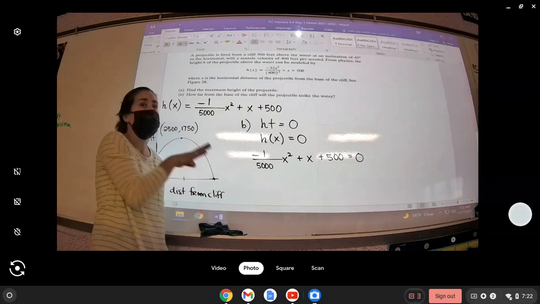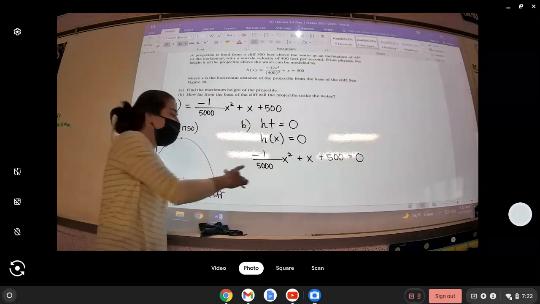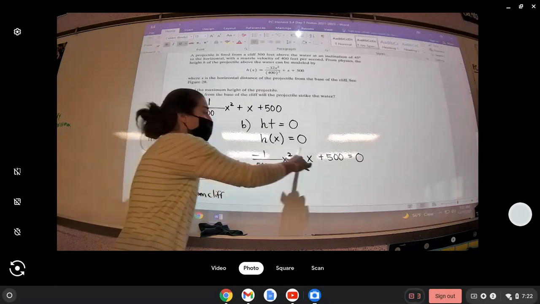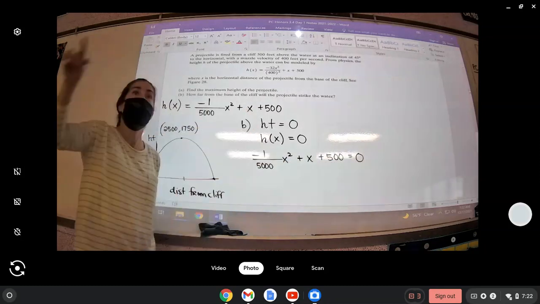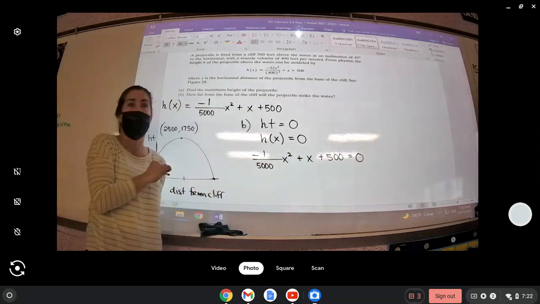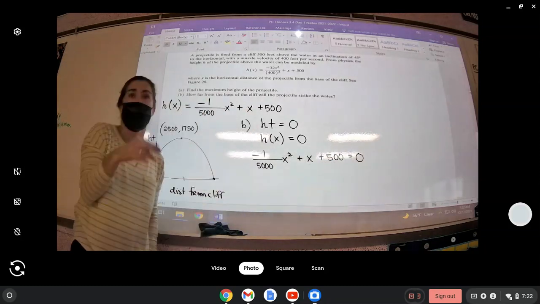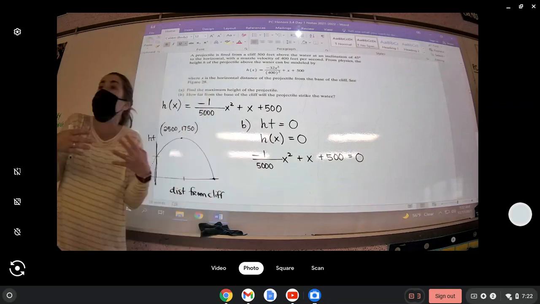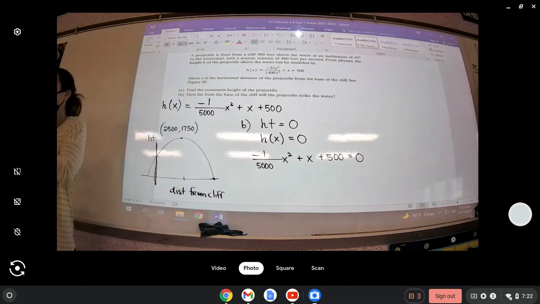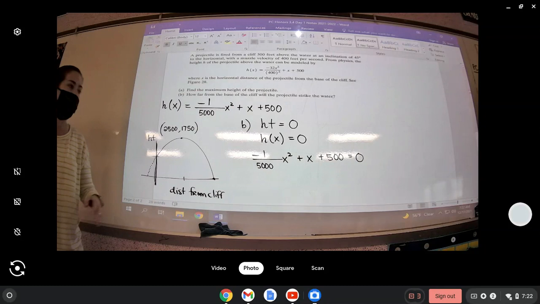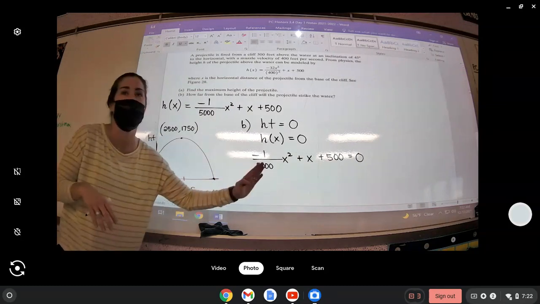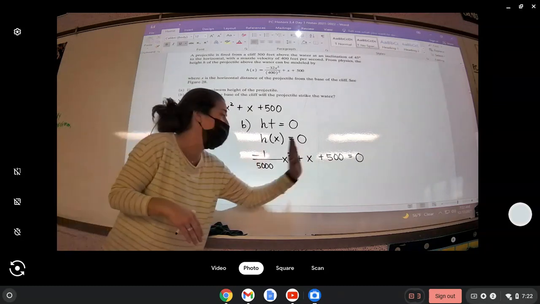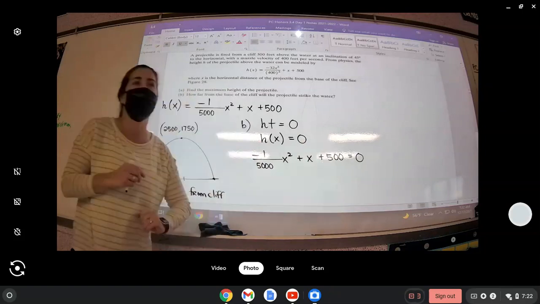Now, if the fraction is going to really throw you for a loop, guys, what's the denominator of the fraction? 5,000. You could times all of your numerators by 5,000, and you would get that fraction to go away. You'd have some pretty big numbers to work with, but that's fine. At least it wouldn't be a fraction. So if that's something that would make you feel better about what numbers you have to plug into the quadratic formula, have at it. I'm going to plug in just like this. I'm going to use -1 over 5,000 as A. I'm going to use 1 as B, and I'm going to use 500 as C.